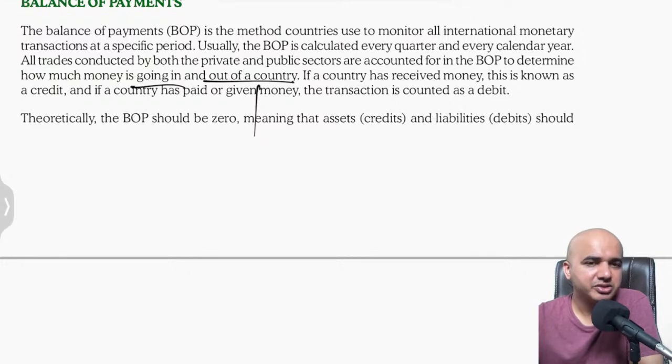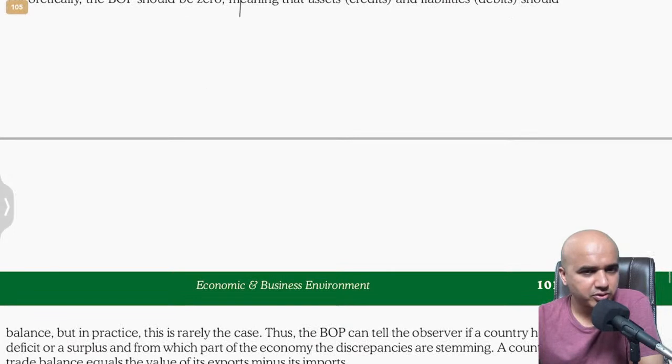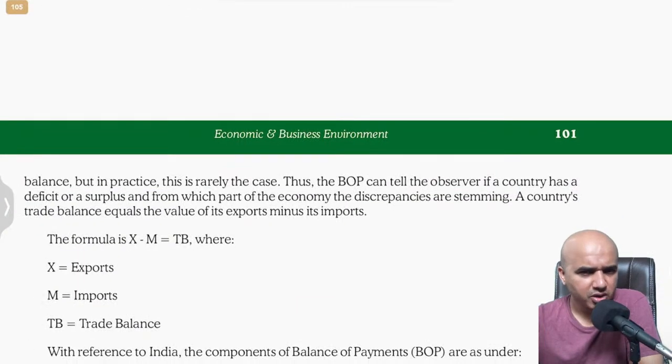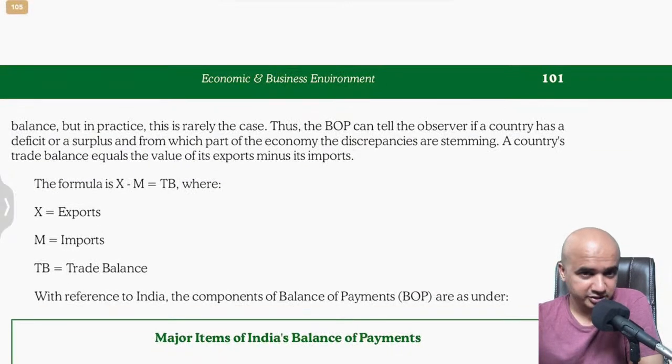Technically the BOP should be zero, meaning whatever we have should be equal to whatever we owe to others, or our assets should be equal to our liabilities, or our income should be equal to our expenses. But it is never the case.